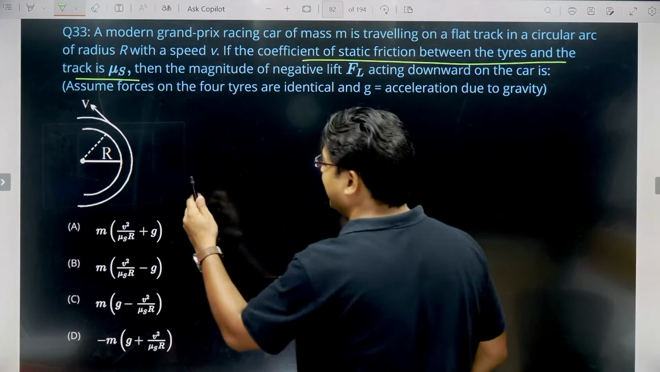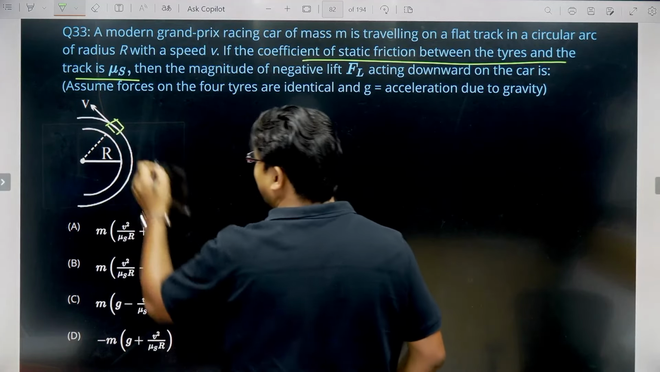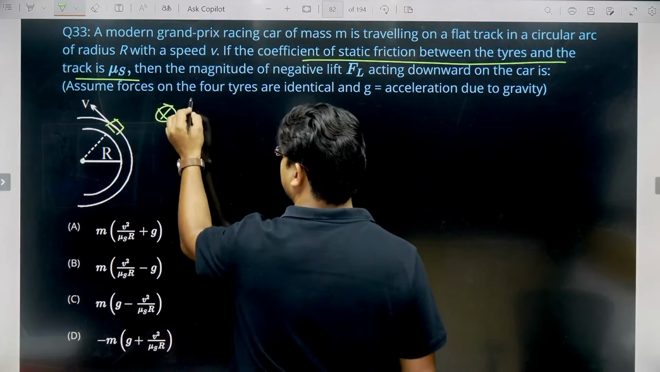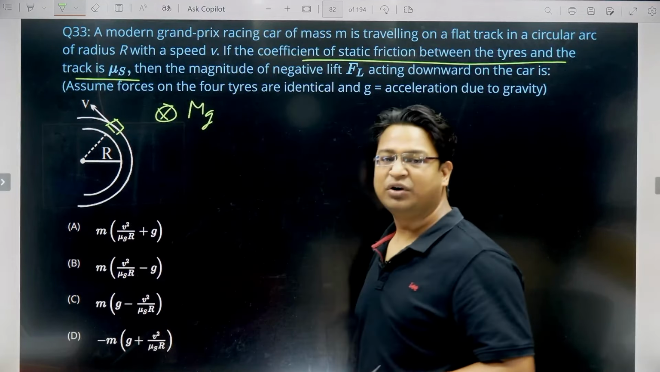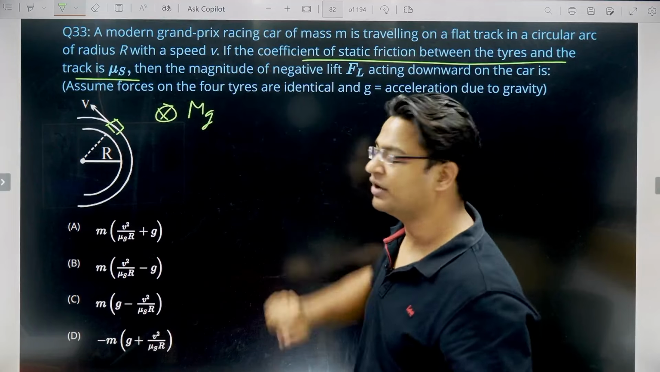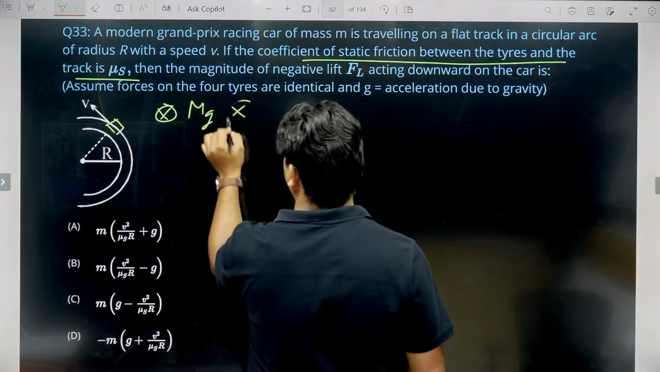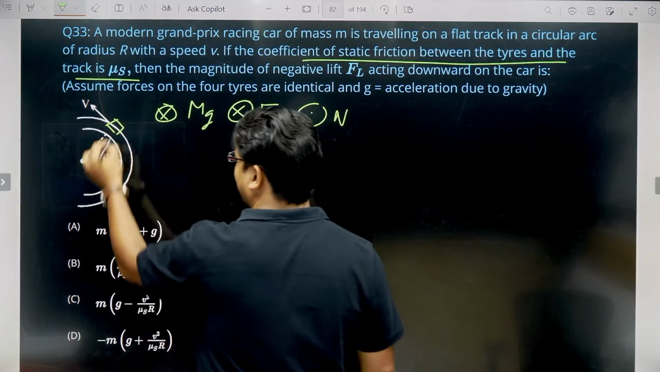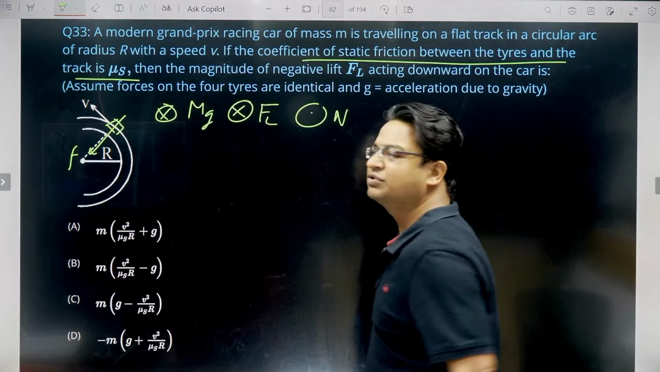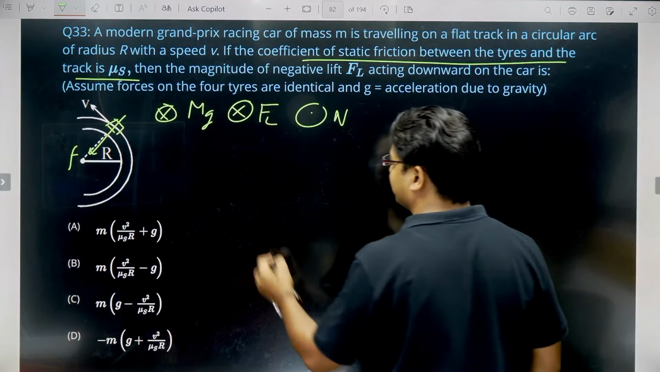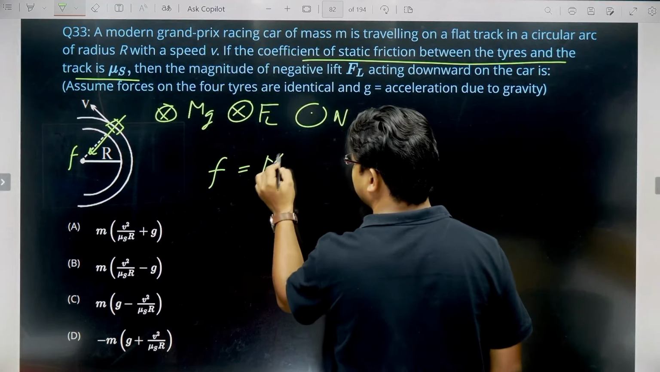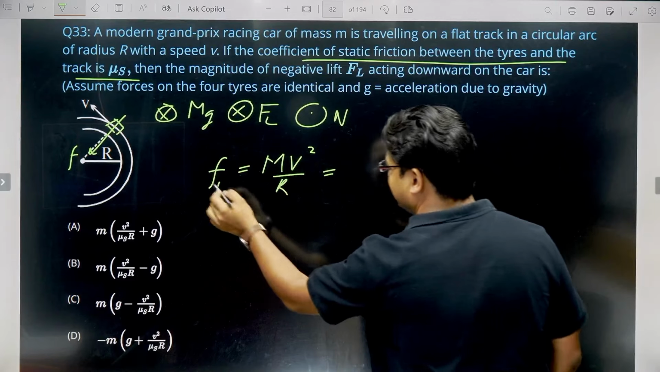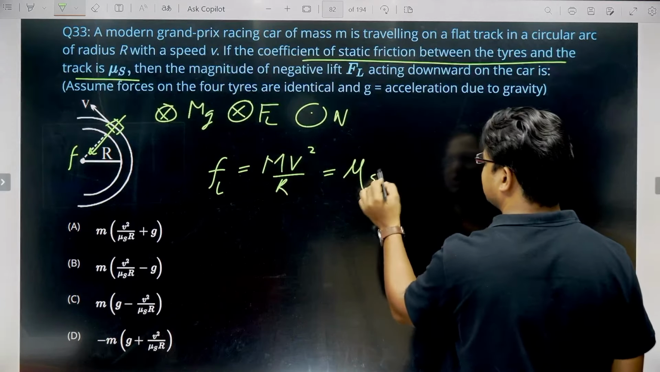If I assume that the car is here right now, then the FBD of the car would be somewhat like this. There would be an inward force mg. Remember, this would be the view of a person sitting in a helicopter and looking at the car from the top. There is an inward lift, there is an outward normal force, and then there is a friction force, and this friction force is responsible for providing the centripetal acceleration. So F is equal to mv square by r, but this F is actually the limiting value, so we can write it as mu s into N.